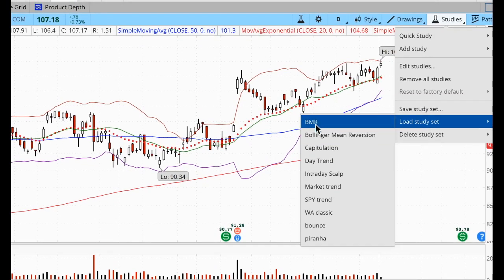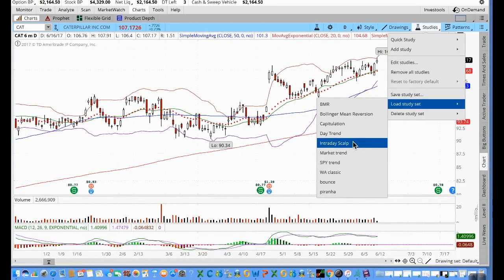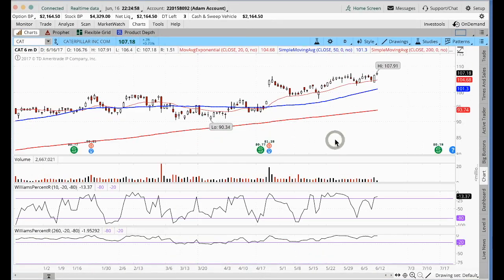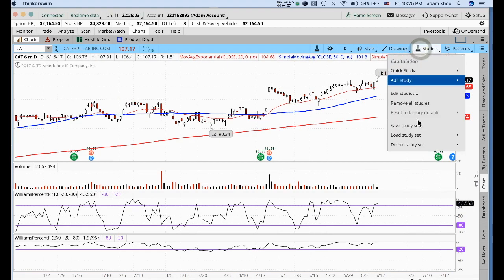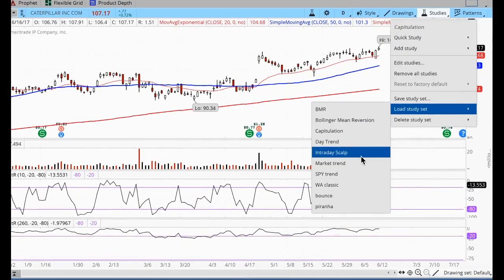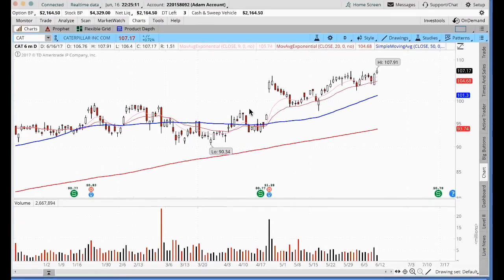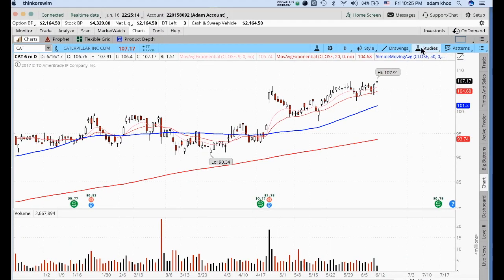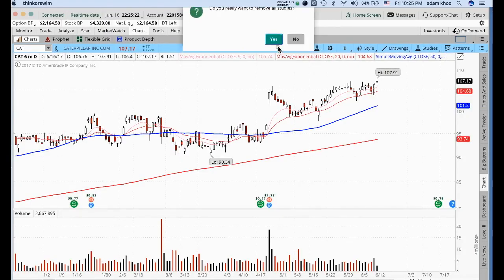Capitulation, BMR, day trend, market trend, WA classic, bounce, piranha, intraday scalping, whatever it is. So you could load any of these setups over here. For example, if you click on this, boom, you get the capitulation setup. If you click on this, you get my intraday scalping setup. Great. So you can also remove the studies if you want to clear it. So there we go.